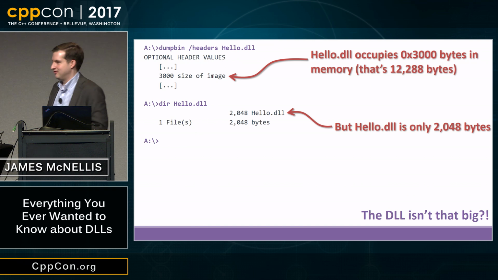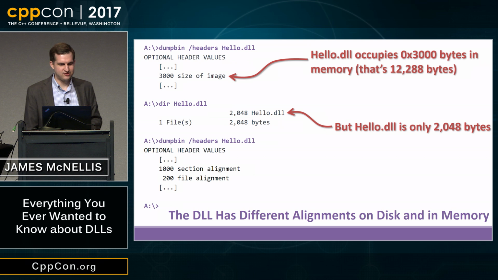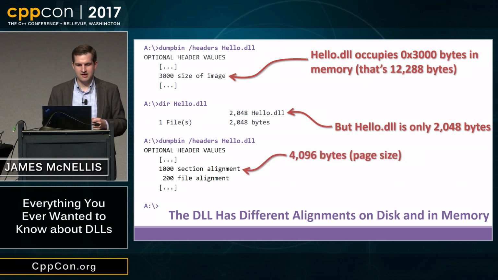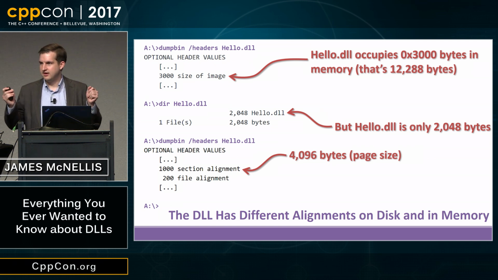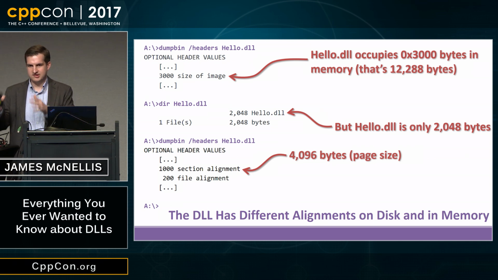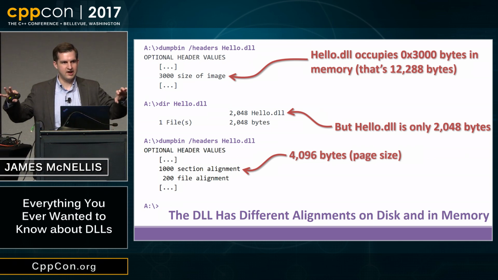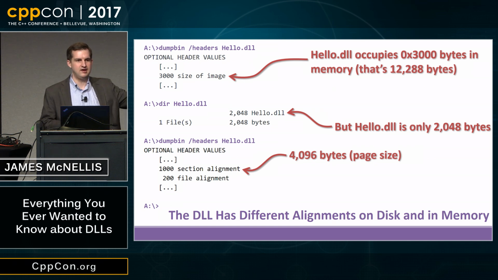But hello.dll is only 2,048 bytes. The reason for this is the DLL has different alignment in the file, where it has hex 200 byte alignment, and in memory, where it has hex 1,000 byte alignment. So in memory, it has to have 4,096 byte alignment, because that's the size of a page. And as we saw previously, in our hello.dll, we have a text section and an rdata section, and they have to have different protections, right? The text section needs execute privileges, whereas the rdata section, you don't want to have execute privileges. So basically, each section has to be aligned to a page boundary in memory.